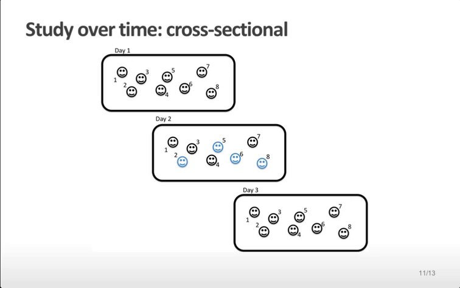Next, I will consider a couple of types of studies that measure data over time. In this case, imagine we have the same 8 individuals and we could measure them at day 1, day 2, or day 3. A cross-sectional study picks a particular time point and takes a random sample of individuals from that time point. Another type of study that you could perform is a longitudinal study.